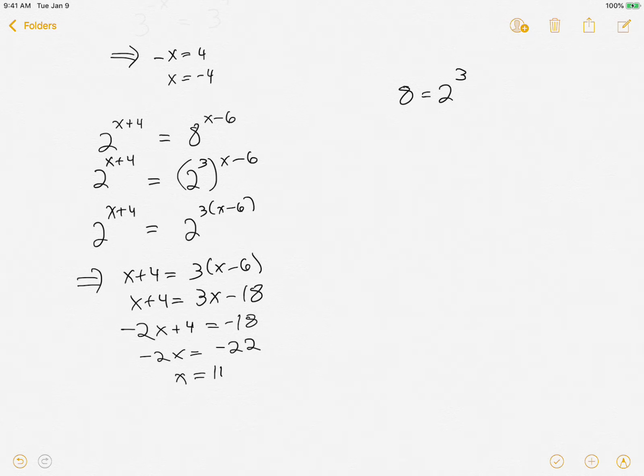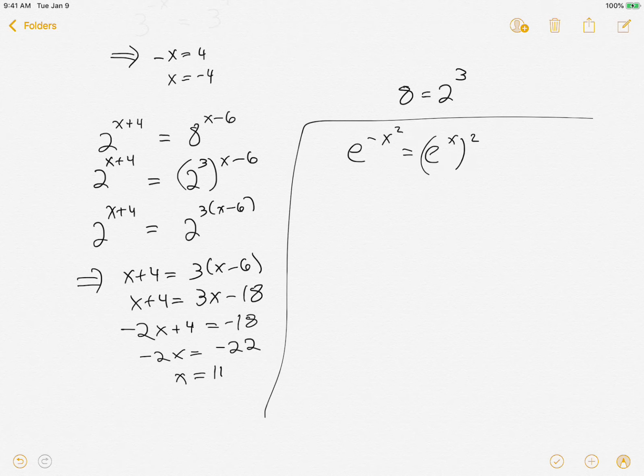Okay? Let's look at one with e. Let's say I have e to the negative x squared equals e to the x to the 2nd times 1 over e to the 3rd. Now, e's just a number. Just think of it as a number. It's a little bit between 2 and 3. We don't have to get all bent out of shape about it. Just treat it as such. All the properties still apply.